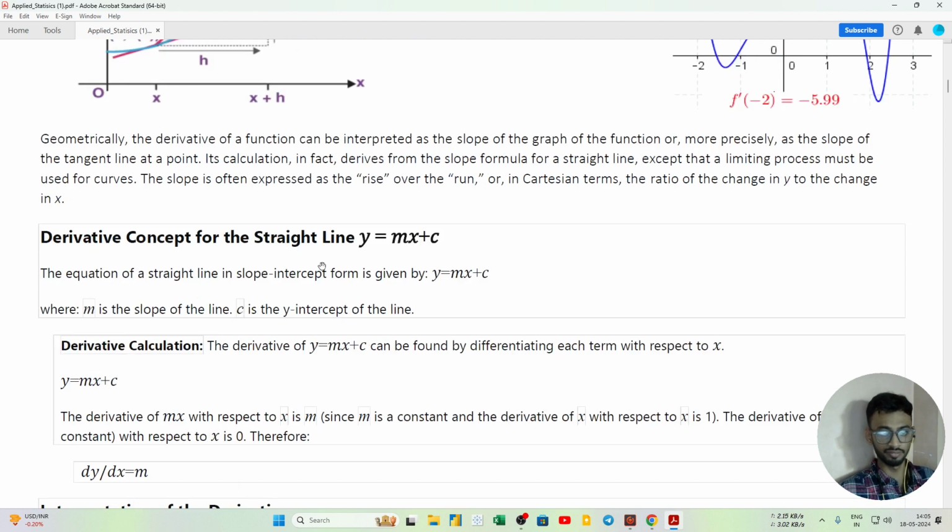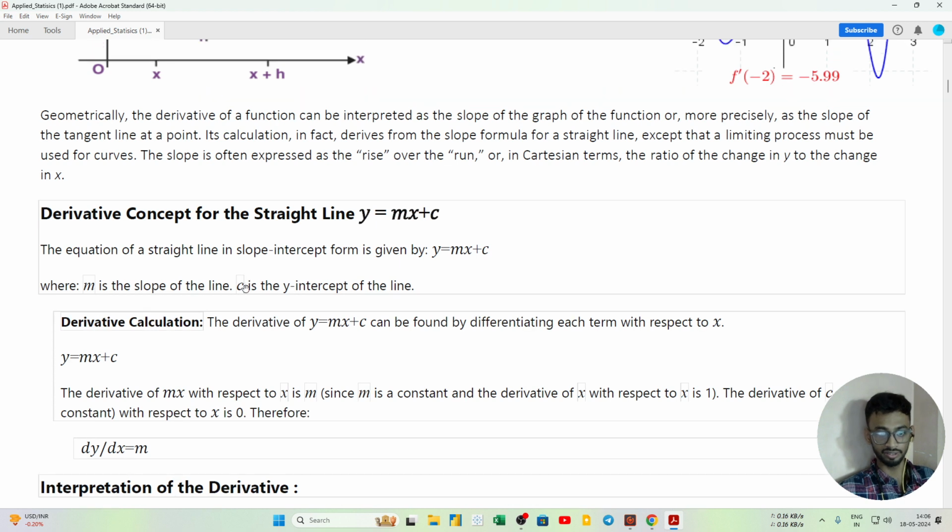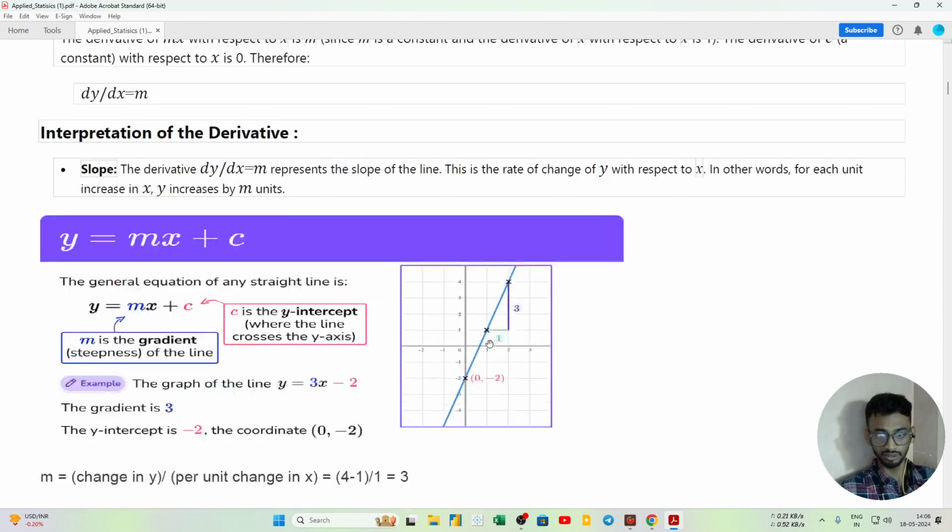The concept of derivative with the straight line: the straight line equation is y = mx + c. The equation of the straight line in slope-intercept form is this, where m is the slope of the line and c is the intercept of the line. So here, this is the line in the two-dimensional plane coordinate.